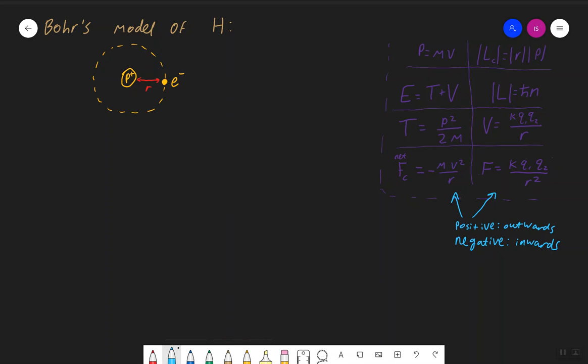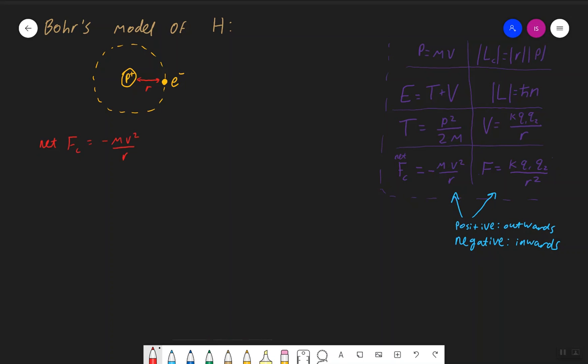Okay, so we're going to be using these equations to derive the energy levels in Bohr's model. And remember, the fundamental assumption that we're going to be making here, besides this planetary orbital motion, is that angular momentum is quantized. Okay, so let's start with our idea that the centripetal force, and I'll start here in red. So we know that the net centripetal force is going to be minus mv squared over r.